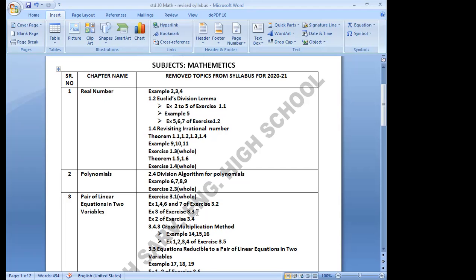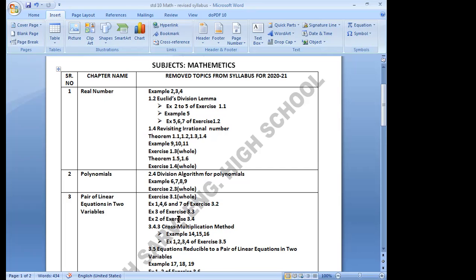3.4.2 elimination method included. Example 11 on page number 54 included. 55, example 12 included. 56, example 13 included. Exercise 3.4, question number 1 is included. Page number 57, exercise 3.4, question number 2 is excluded from the syllabus. After that, whatever the topics are there, all are excluded.